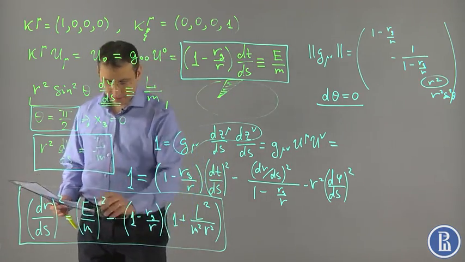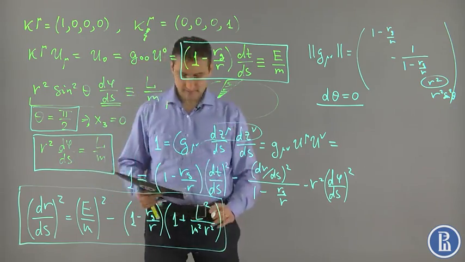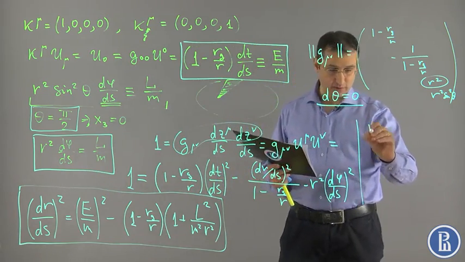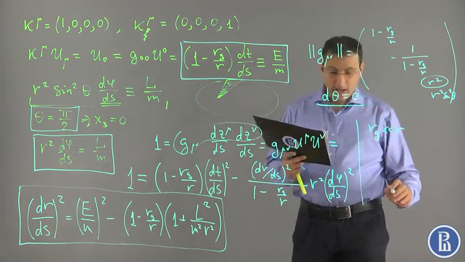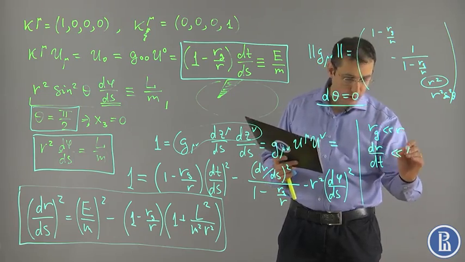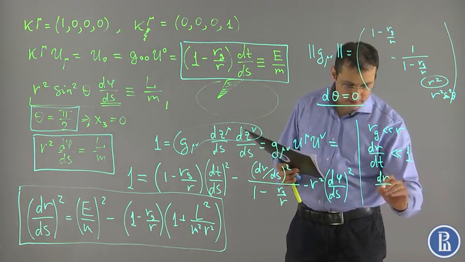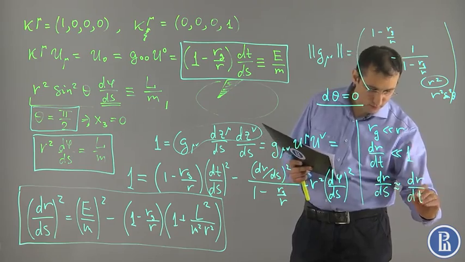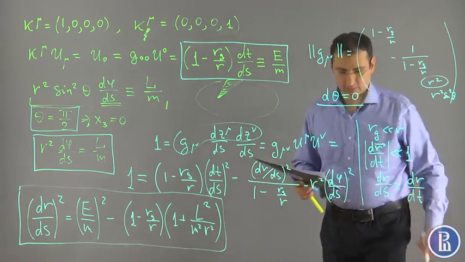But to understand the physical meaning of E and L, let us take the non-relativistic limit of this equation. So what does non-relativistic limit mean? First of all, rg is much less than r, so we are very far from the gravitating body. And the velocity, dr over dt, is much less than 1, much less than the speed of light. In this limit, it can be seen that dr over ds is approximately dr over dt. Well, actually, better to say that this is much less than 1.